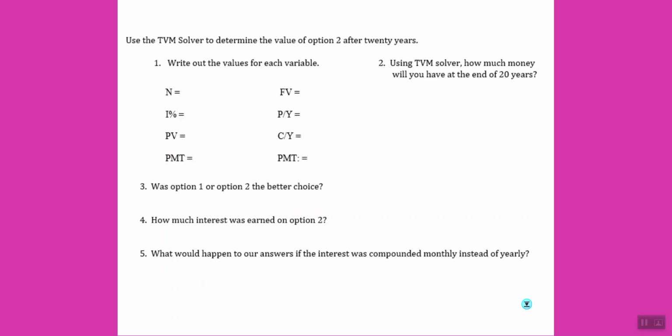So what about option 2? Option number 2, the money is only in the account for 20 years. We're still getting 6% interest, but this time we're starting with $20,000. We're not making payments, so we're going to put a 0 there. We want to know the future value. And then since we're not making payments, but the interest is compounded yearly, these are still both 1. And then we'll put it in as end.